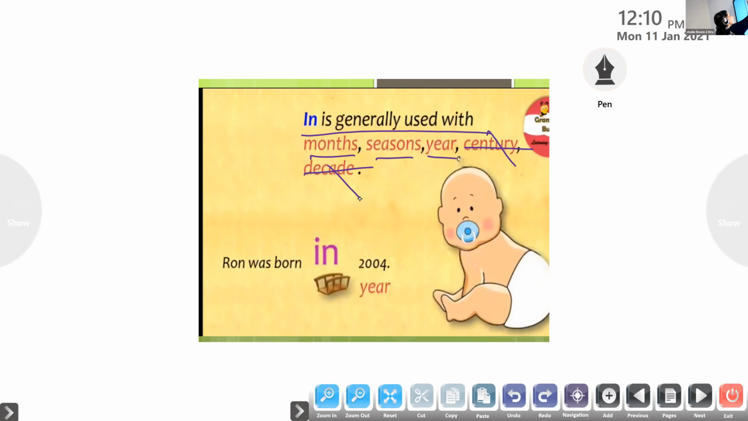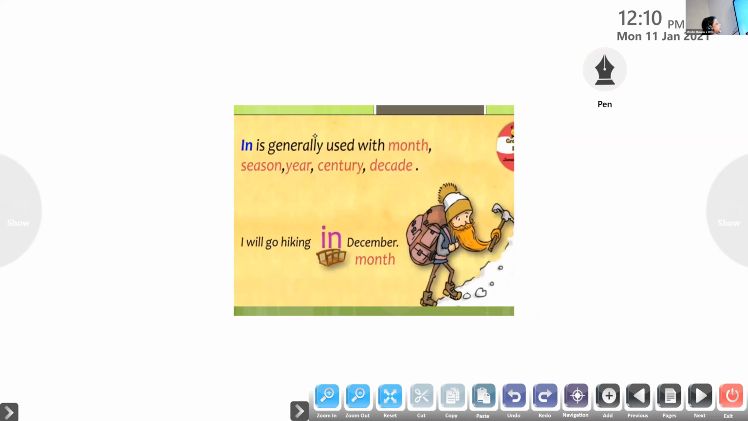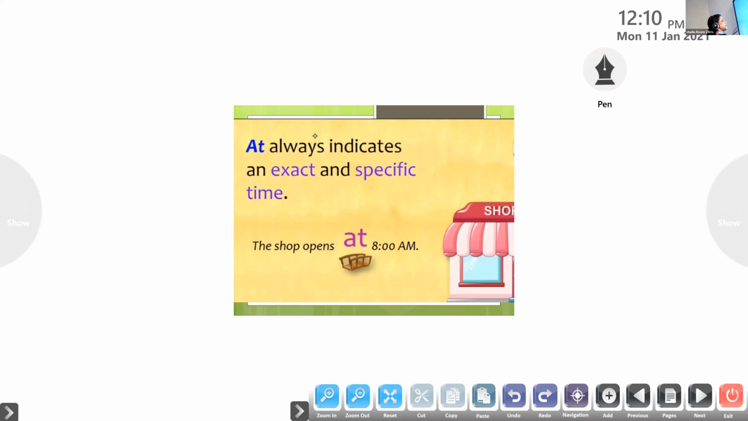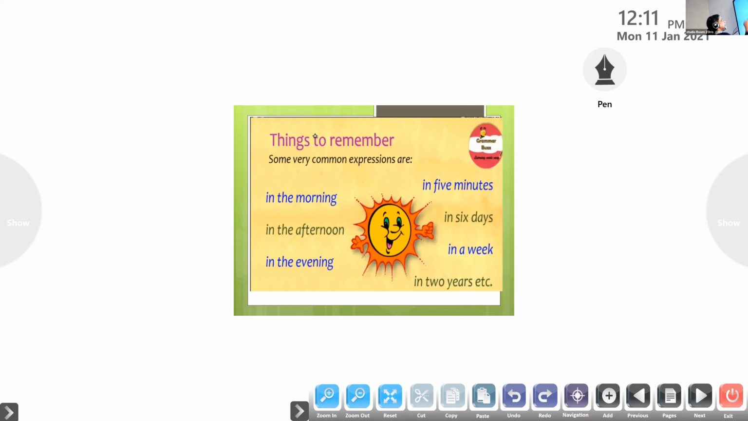Okay. So I've already told you the preposition in is generally used with month, season, year, and also with the parts of the day. Parts of the day means in the morning, in the afternoon, in the evening, and also with common expressions, that is in 5 minutes, in 6 days, in a week, and in 2 years.